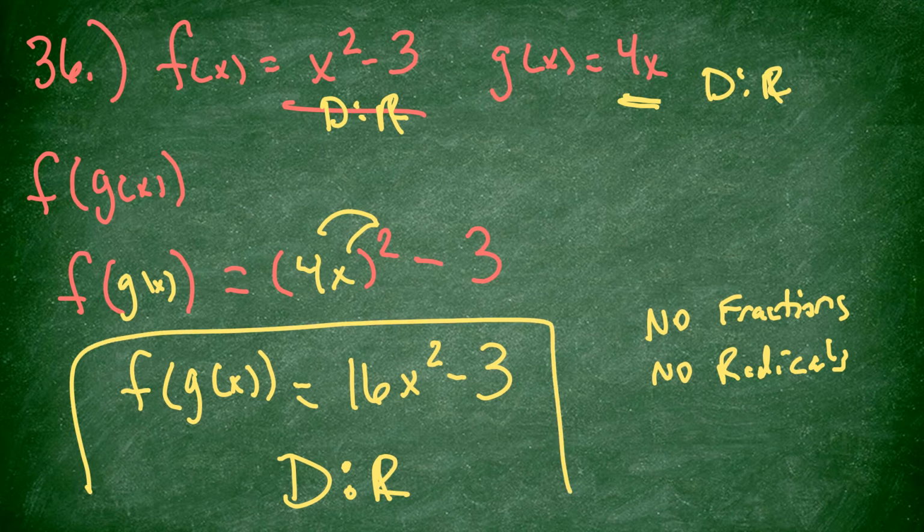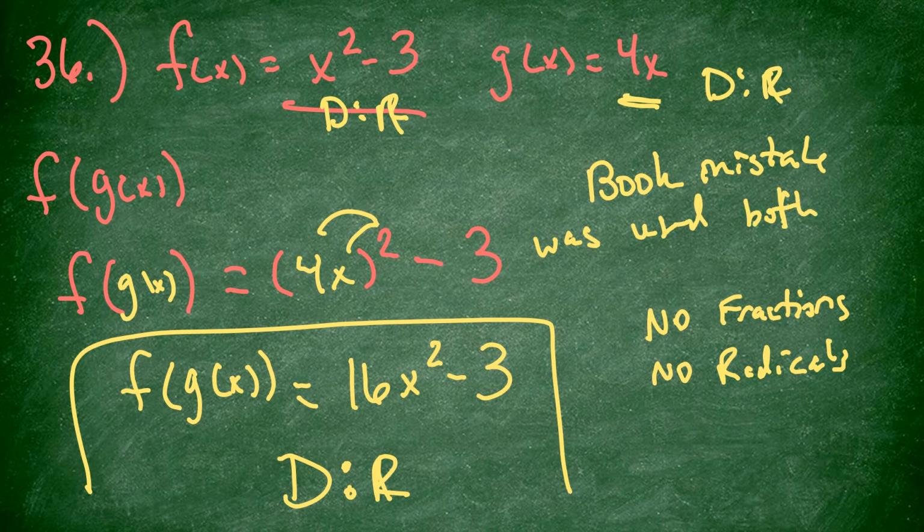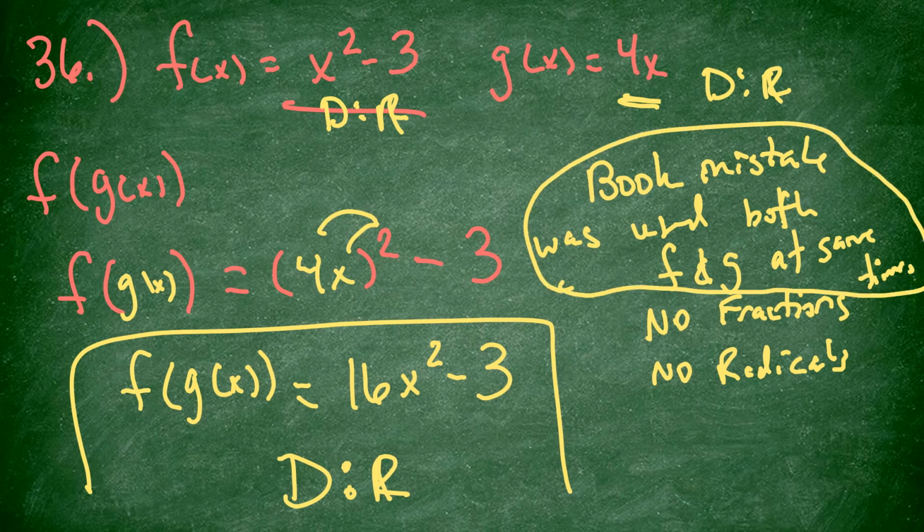All right. Now, if you compare it to what the book did wrong, the book used both the original, and so the book mistake was they used both f and g at the same time. All right, we'll talk a little bit more about that tomorrow. So that's the book mistake, because they want to know what the book mistake is for that one.